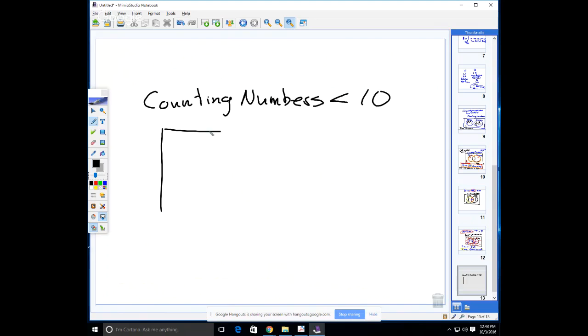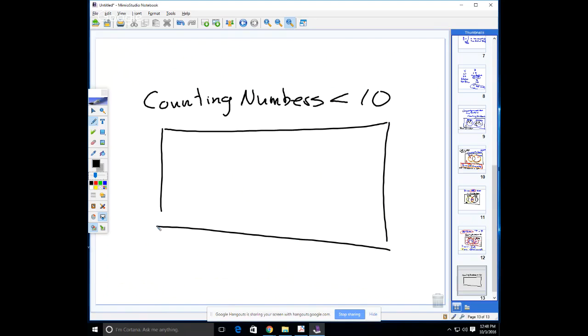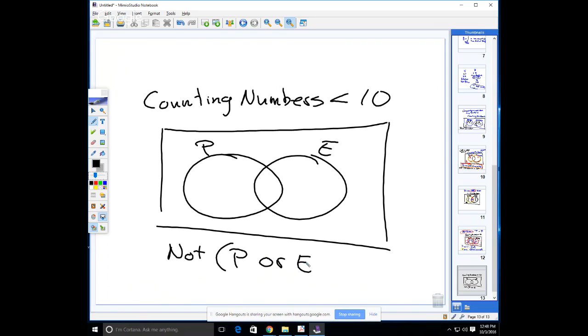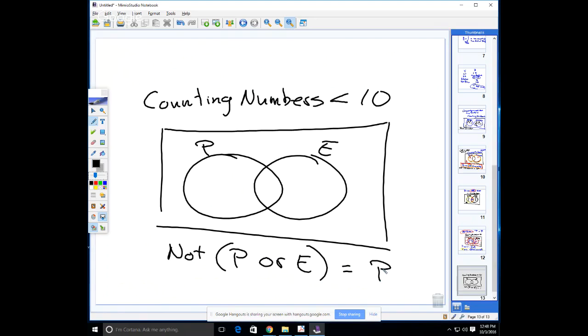Is my universe. And I'm still going to have my primes. I'm just going to call them P, and I'm still going to have my evens. I'm going to call those E. And I want to figure out what is the set that is not, how about P or E? My preferred way to write that would be saying take P or E and put a bar over the top.